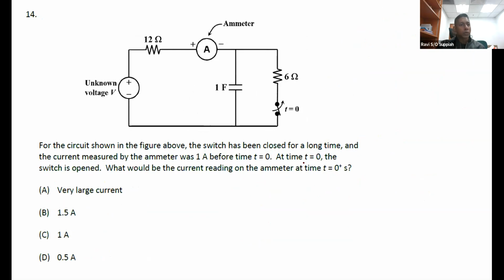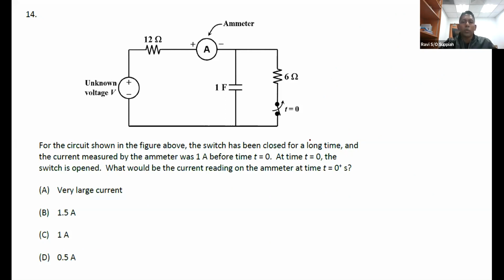Okay, so let me go on to the next question, question 14. For the circuit shown, the switch has been closed for a long time and the current measured by the ammeter is 1 ampere. All right. So at time t equals 0, the switch is open. So what will be the current reading at the ammeter at time t equals 0 plus?